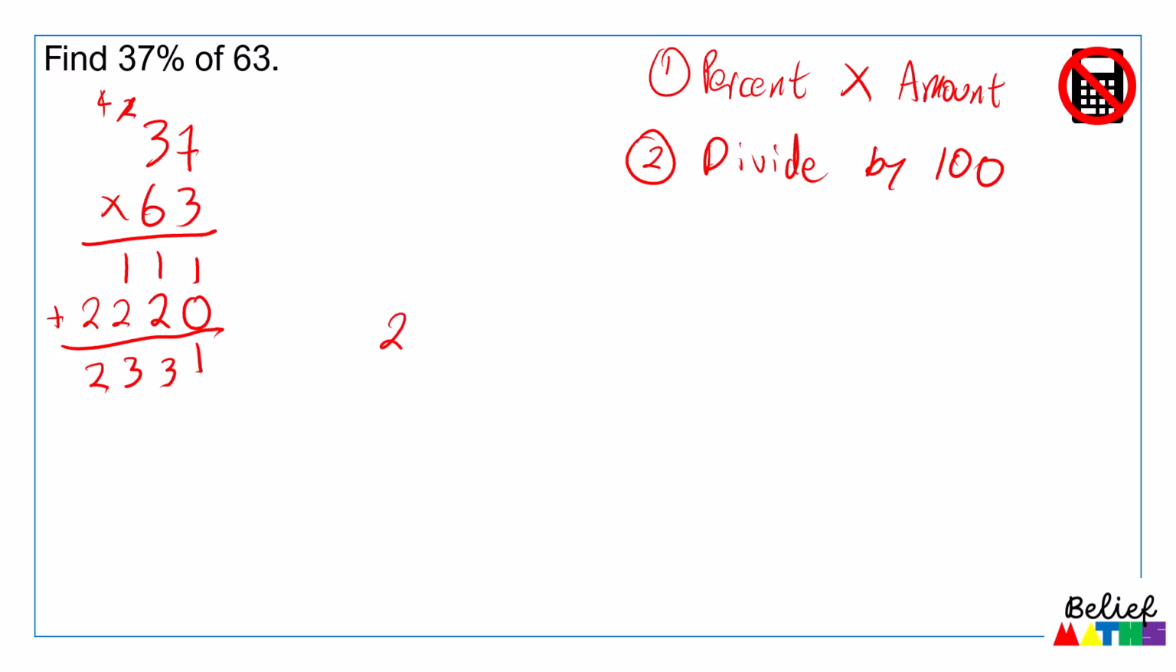Then we're doing 2,331 divided by 100. And we get 23.31 as your answer. Okay, so that's our final answer. So sorry, that's not a percent. So our answer is 23.31. Okay, so remember, if we're finding a percentage of an amount, we multiply the percent by the amount, and then we divide by 100.